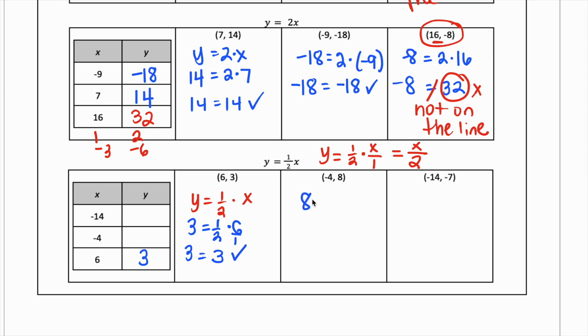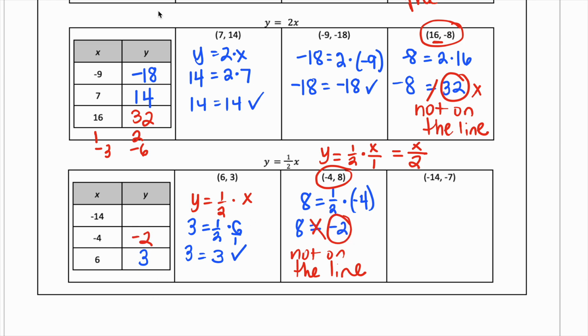On the next example, my x is -4 and my y is 8. So I'm going to replace y with 8. 1/2 comes from my rule, and I multiply by the x value of -4. Again, I'm going to put that in parentheses so I don't lose track. 8 is on the left side of our equation. Half of -4 would be -2. So those are not equal. That means that this is not a point on the line, this point right here, not on our line. But we do know what point will be on the line. When we plugged in -4, we actually got an answer of -2. So that one would be on the line.